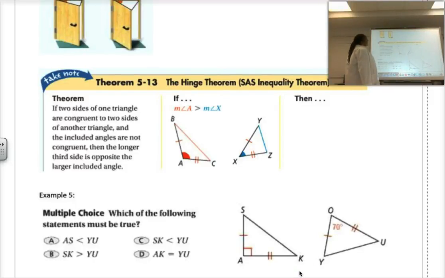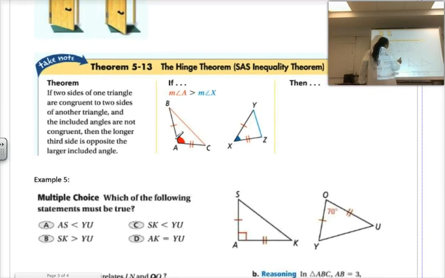Okay, the Hinge theorem is an interesting theorem because if you think about how a doorway is, the door is hanging on its opening by these things called hinges. And so what the Hinge theorem does is it tells us that if we have a pair of triangles that have two pairs of congruent sides, so in this one, AB is congruent to XY. You see how they have one tick on them? And then AC is congruent to XZ.